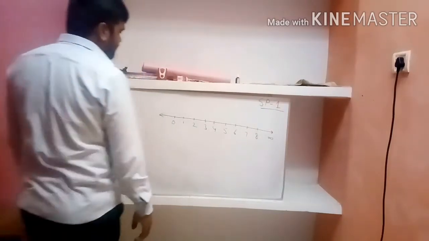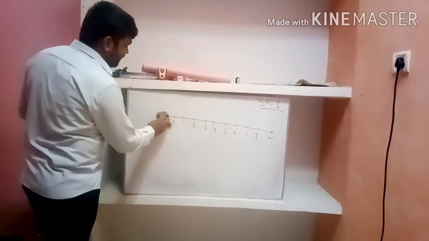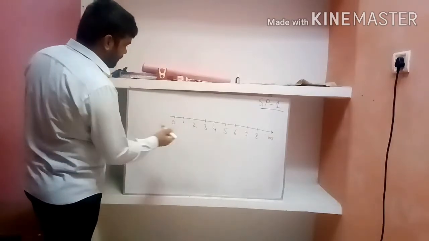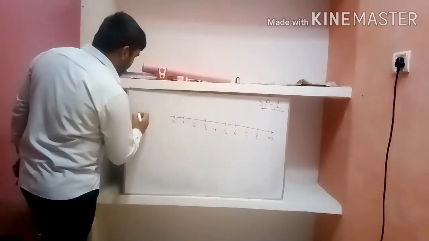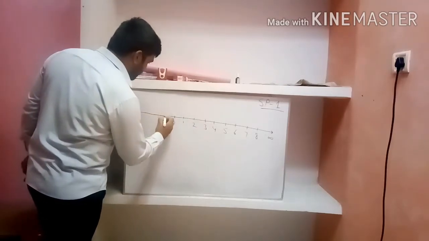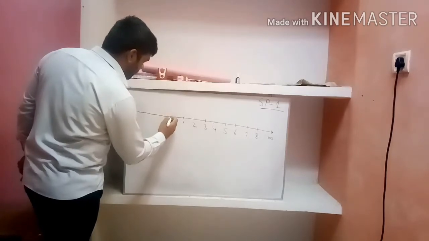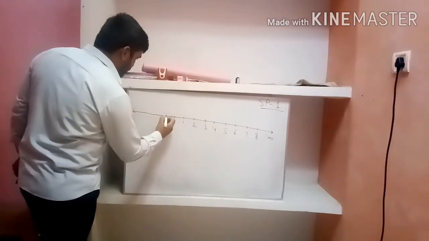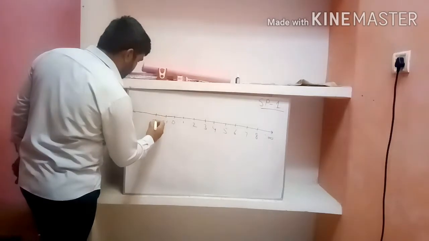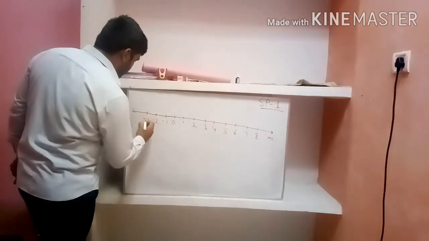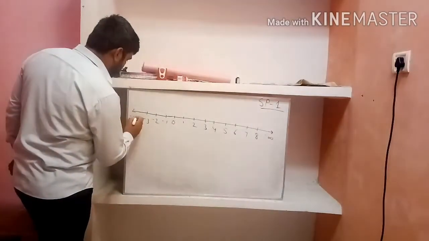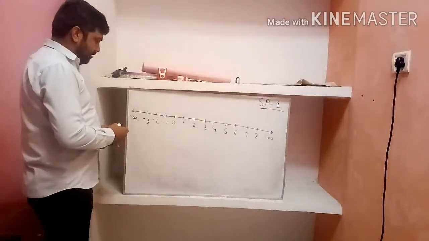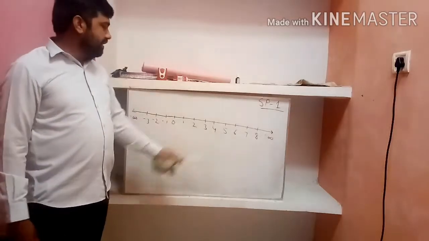Now, what are the integers? Integers are the set of whole numbers and their opposites. So the opposite of 3 is minus 3. So see, let me extend this number line. Here we get minus 1, minus 2, minus 3, and so on till minus infinity. So minus 3 is the opposite of plus 3.